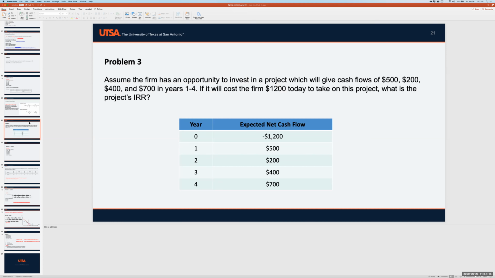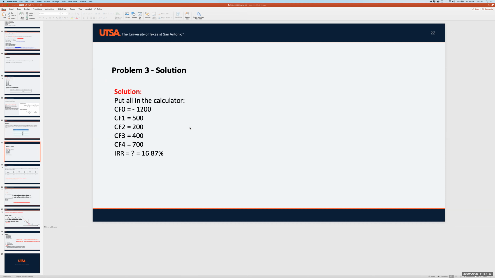So problem 3. Assume the firm has the opportunity to invest in a project which will give cash flows of 500, 200, 400, 700. Cash outflow is 1200 today. What is the IRR? Simply get your financial calculator and enter cash flow 0 as minus 1200. It's important, minus 1200. Then cash flows for time 1, 2, 3, 4. And compute IRR, which is 16.87.